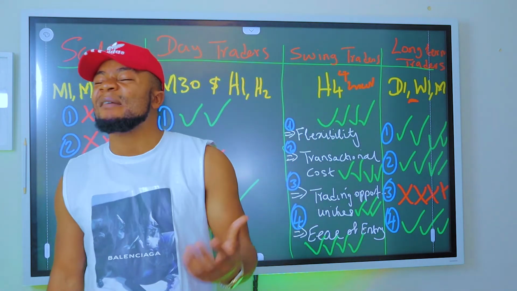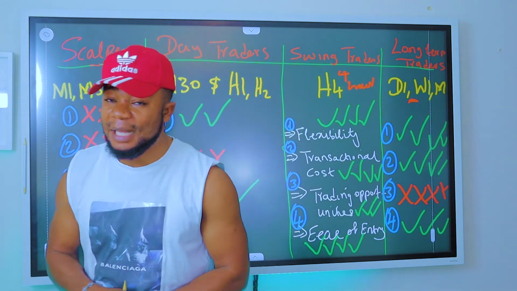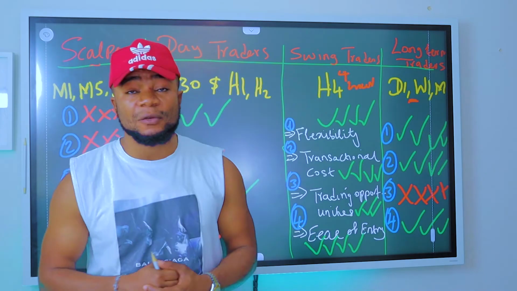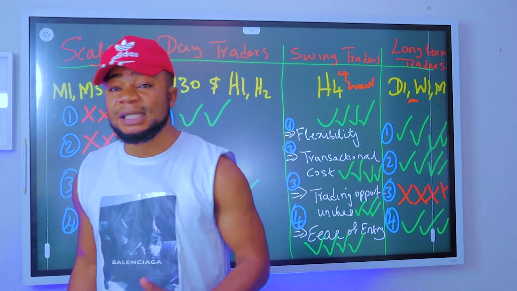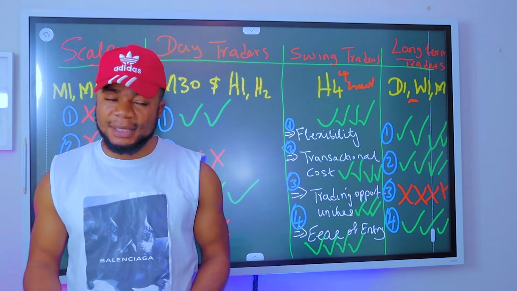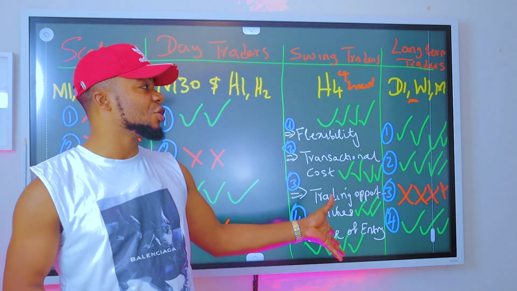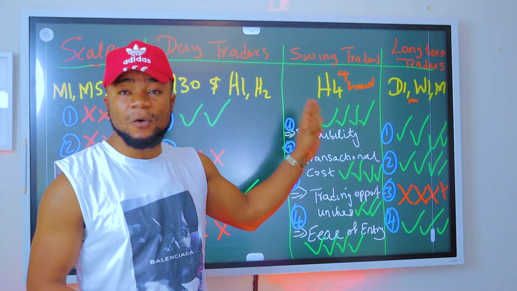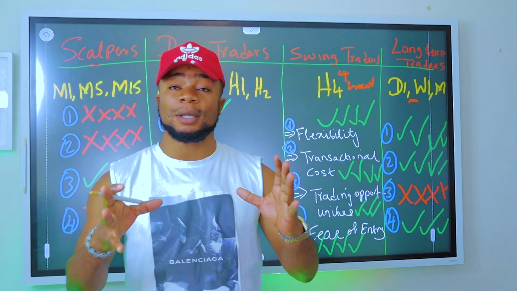So you should have an idea about all the different time frames, because the same strategies you use on the 1 minute time frame are the same strategies you use on the 4 hour time frame. The same tool, the Fibonacci you use on the 4 hour time frame, is the same you use on the 1 minute time frame. But talking about flexibility, transaction costs, trading opportunities, and ease of entry, the H4, the 4 hour time frame, has won the battle.